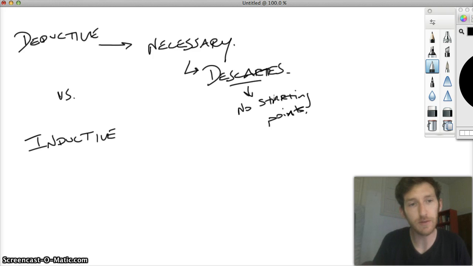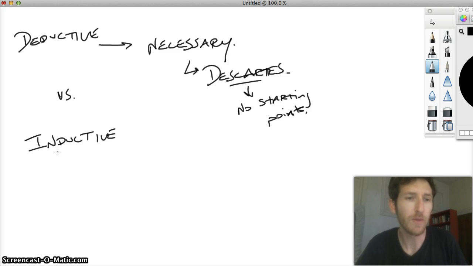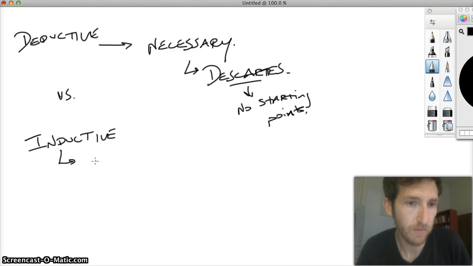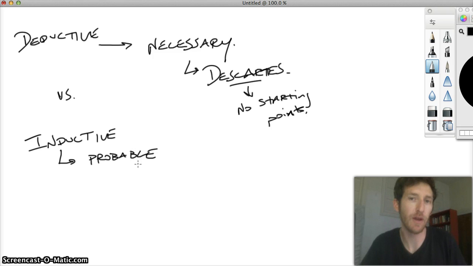Now, that's opposed to a different kind of reasoning, which is inductive reasoning. And with inductive arguments or inductive thought processes, nobody's suggesting that anything necessarily follows. But what people are tending to purport is that something probably follows from a set of facts or a set of assumptions. And so the kind of conclusion that's drawn is a little bit different in this case. Here's a quick kind of example.